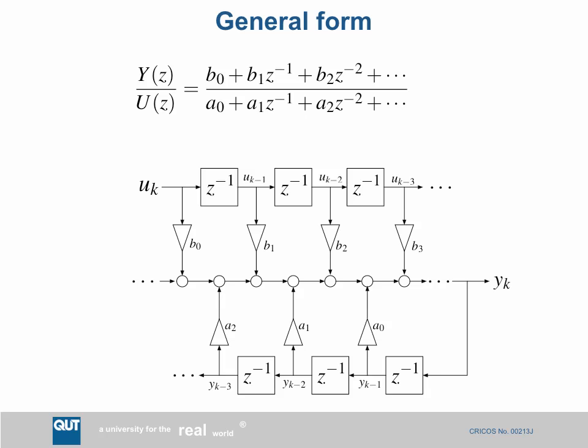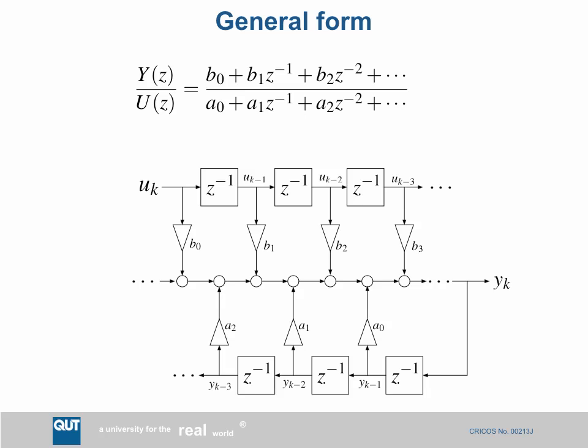And if we represent a transfer function in the very general form that's shown up the top there, where each of the numerator and the denominator is a polynomial in z to the minus 1, then we can represent that as a block diagram as shown at the bottom here.